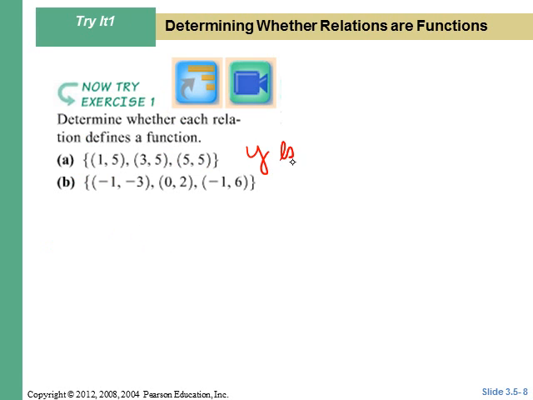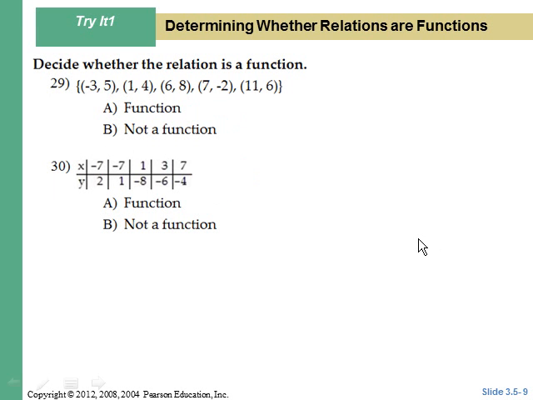Okay, for each first term, there is only one second term. But in this case, -1, one time the answer is -3, the other time the answer is 6. So we would say no to that question. Okay, this one is a function, because if you notice, there are no repeats there, so we would say it is a function. Here, obviously, it is not a function, because one time you ask the question, the answer is 2, the other time, the answer is 1.